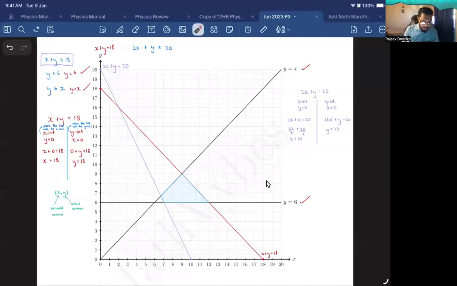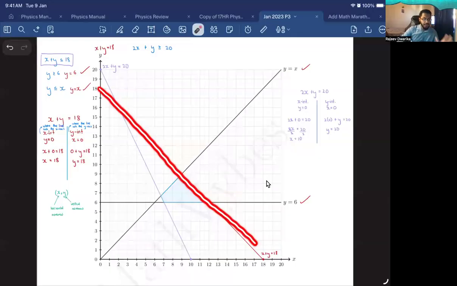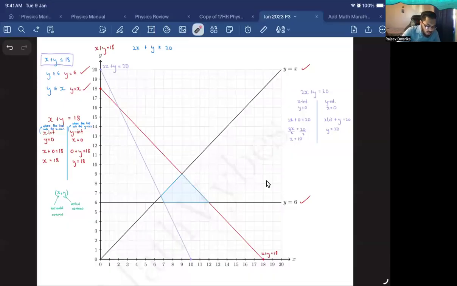Sure. All right, let's do an easy one. Let me just say we're dealing with this line here, x plus y is equal to 18. Let me know if you understand that. That line over there is x plus y is equal to 18. Now, what is the inequality for that?